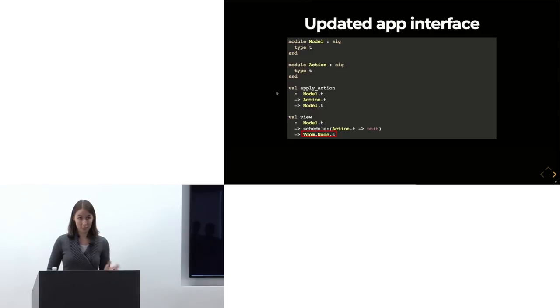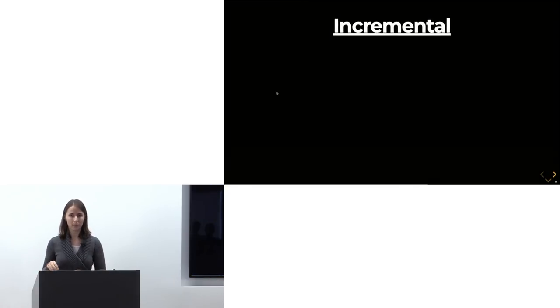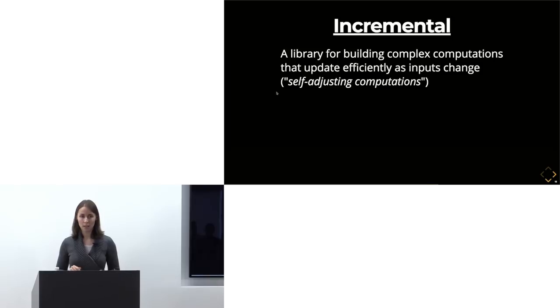So to fix this problem, we bring in Incremental. Incremental is an OCaml library that deals with self-adjusting computations. What that means is that it allows us to build a complex computation that depends on some set of inputs in such a way that when some of our inputs change, we're able to update our computation in an efficient way. In practice, the way this is done is we build up a graph where all of our inputs are nodes in the graph. And for any given node in our graph, its value is a function of the values of its parents.